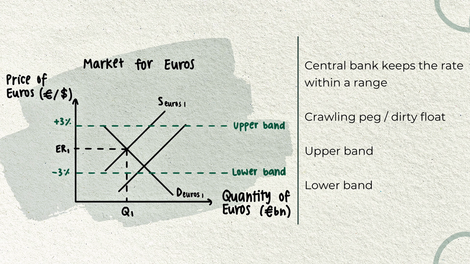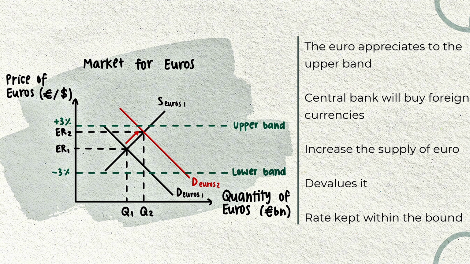Say for instance, there was a large demand for euros from D Euro 1 to D Euro 2. This causes the exchange rate to increase from ER1 to ER2 and Q1 to Q2. As you can see, the exchange rate is quite close to our upper band. In this case, the central bank will start buying foreign currencies using their euros. So in turn, the supply of euros will increase from S Euro 1 to S Euro 2. This devalues the euro from ER2 to ER1. And now the euro is back to where it originally was.